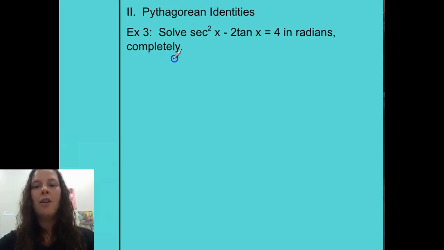Last example, first thing we want to do when we are solving is get it equal to 0, especially if it looks like we might have to factor. So I'm going to subtract that 4 from both sides. We get secant squared minus 2 times tangent minus 4.